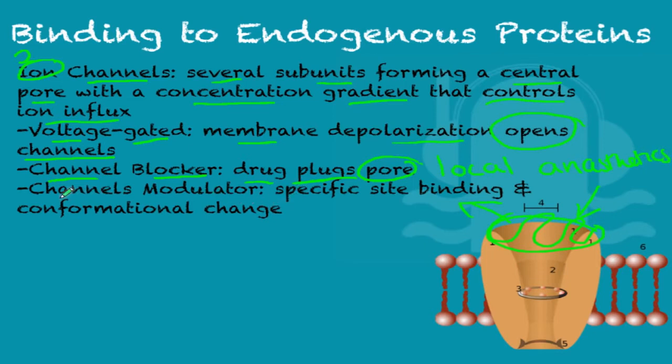Then you have channel modulators, which have specific site binding and conformational changes. So it binds to a site here and then causes this pore to change shape, preventing the ions from going through. For example, aldosterone.